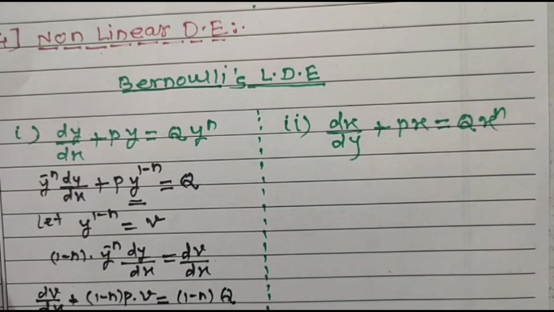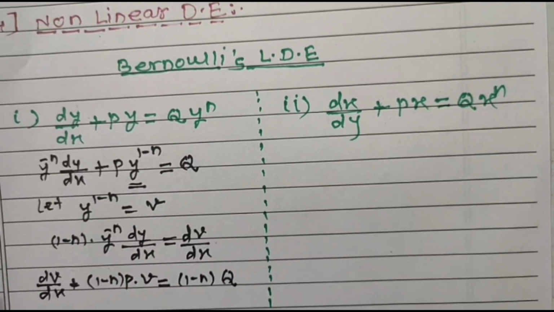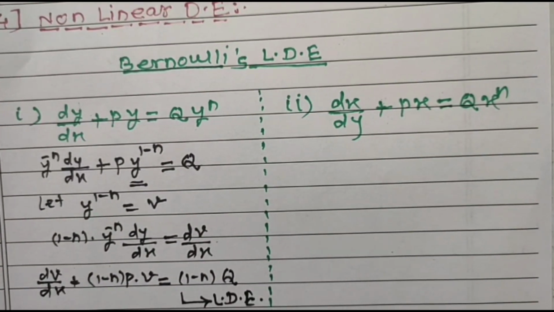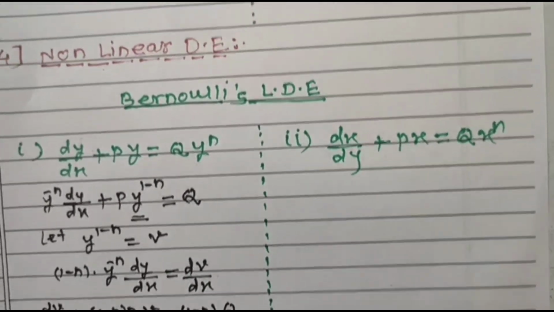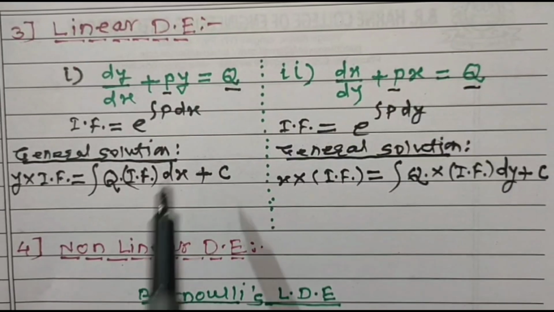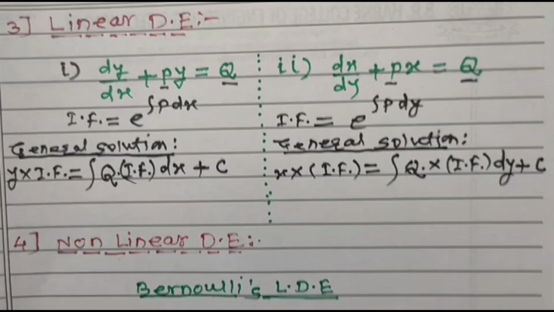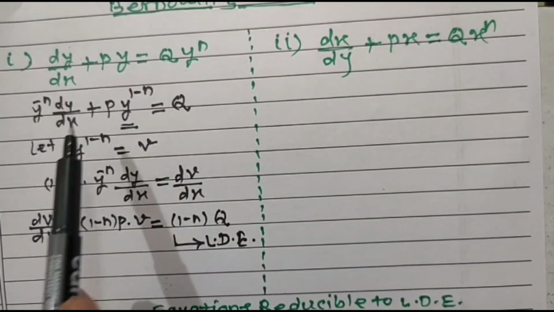Here 1 minus n is constant. Okay. And p is a function of x and q is also a function of x. So the right hand side is purely a function of x. Now this becomes a linear differential equation. And now this differential equation you can solve by using the method of solving linear differential equations, which is simple to solve. But we have to make changes like this.